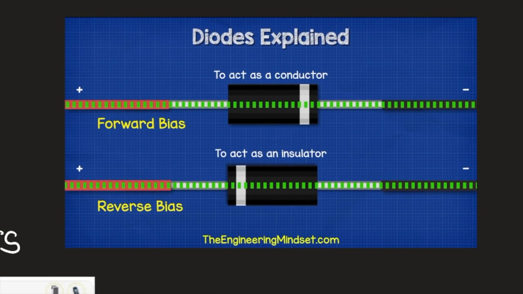A diode is also similar to a transistor in that it can act as a conductor or an insulator based on what you need it to do and based on what orientation you position it in. So if you position a diode as a forward bias, it acts as a conductor, and if you position it as a reverse bias, it acts as an insulator. So this is according to the Engineering Mindset.